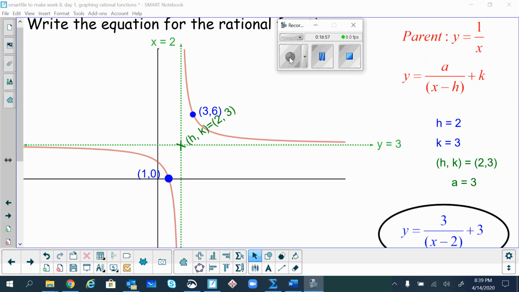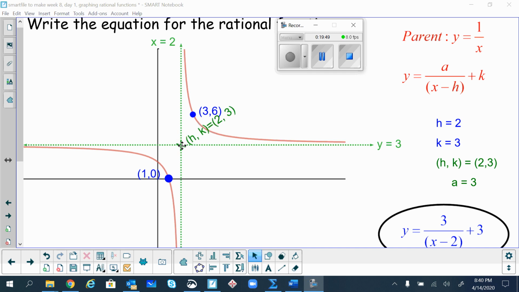We see that the parent function is y equals 1 over x because the two parts of the curve are opposite of each other and they're not going in the same direction. So in transformation form, our equation should look like y equals a over x minus h plus k. We need to identify what the h and the k are, and we know the h is always going to be the vertical asymptote. So my vertical asymptote is here, x equals 2, so that tells me that my h value is 2. The horizontal asymptote is always y equals k, so that tells me that my k value is going to equal 3. Once I have hk, I can graph my hk point in the middle, and I can use that to figure out what the a value is.